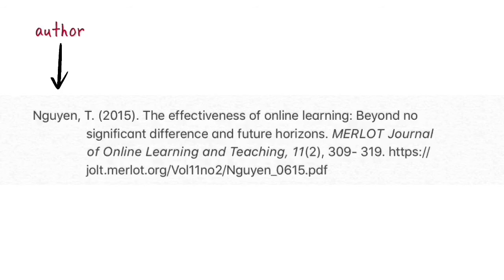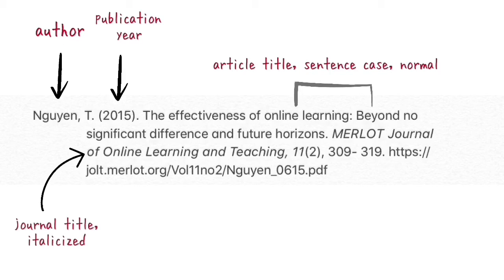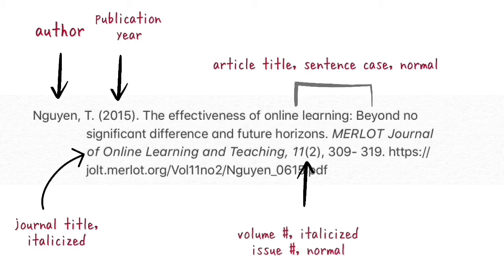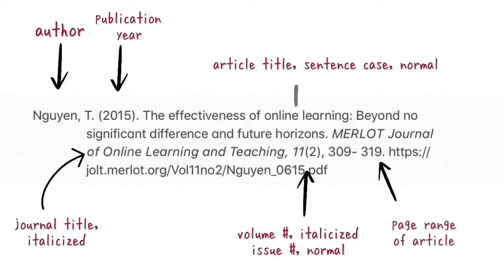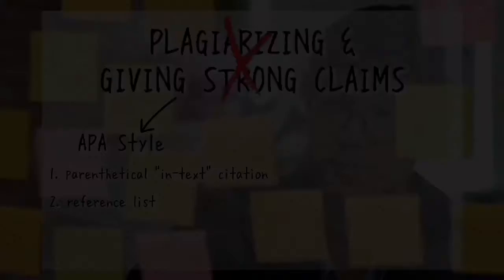The last entry in my reference list is from a journal. Same as the others, it starts with the author's last name, then the initial of his given name, followed by publication date in the parenthesis, then article title in sentence case, normal, after which is the journal title, italicized, followed by the volume number, italicized. Inside the parenthesis is the issue number, normal. Then page numbers, followed by the journal DOI or URL. So that's how we present a reference list.